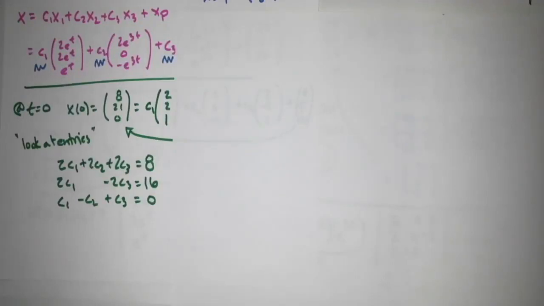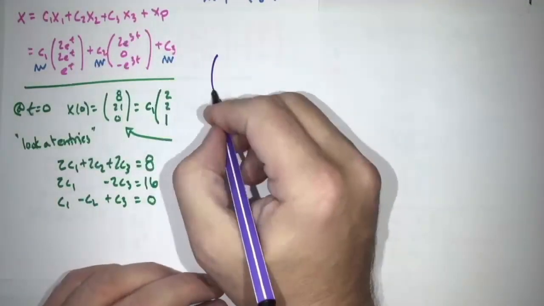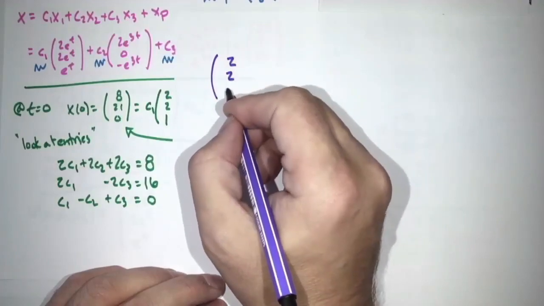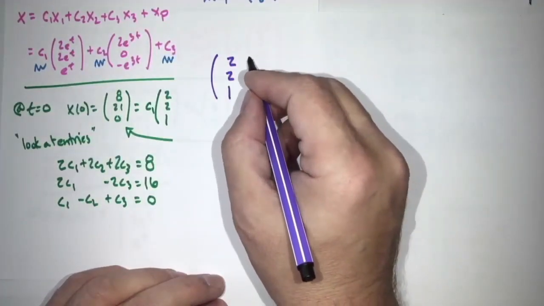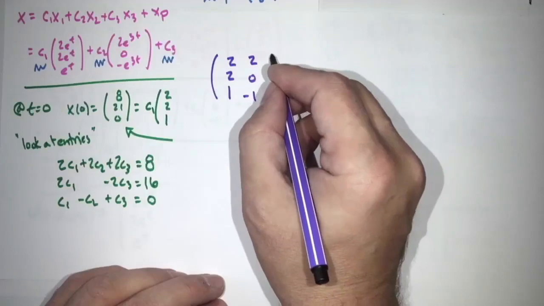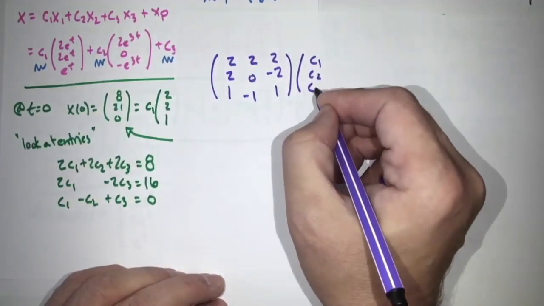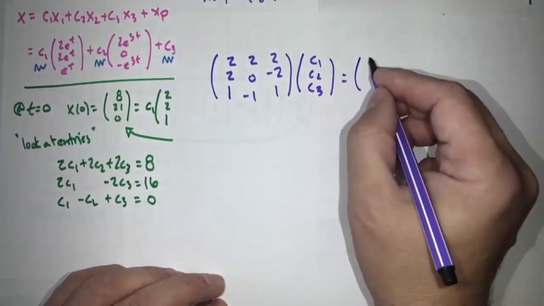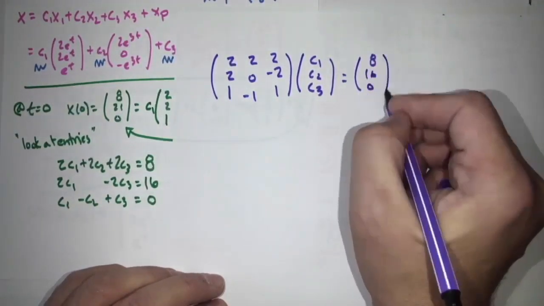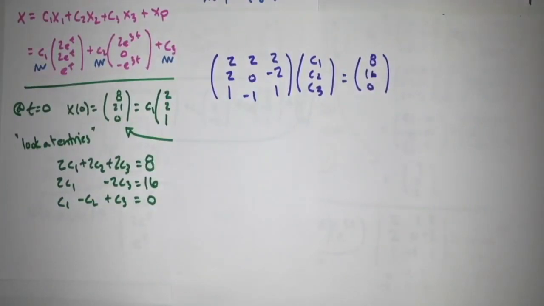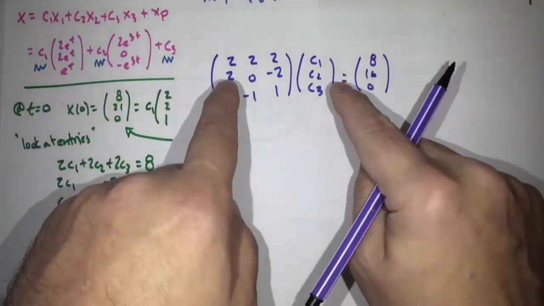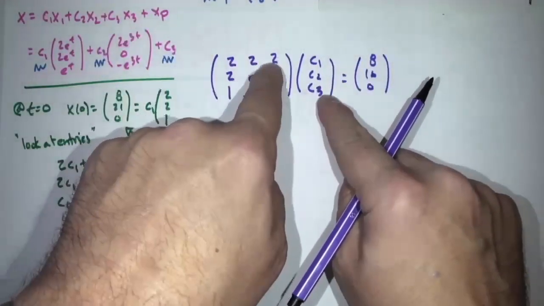All right. So, one way we can think about this is we can actually think about it in the following way. This is like a matrix, 2, 2, 1, 2, 0, minus 1, 2, minus 2, 1, times C1, C2, C3 equals 8, 16, 0. You can verify it's the same thing that we have. Just carry out the multiplication. 2C1 plus 2C2 plus 2C3 equals 8.